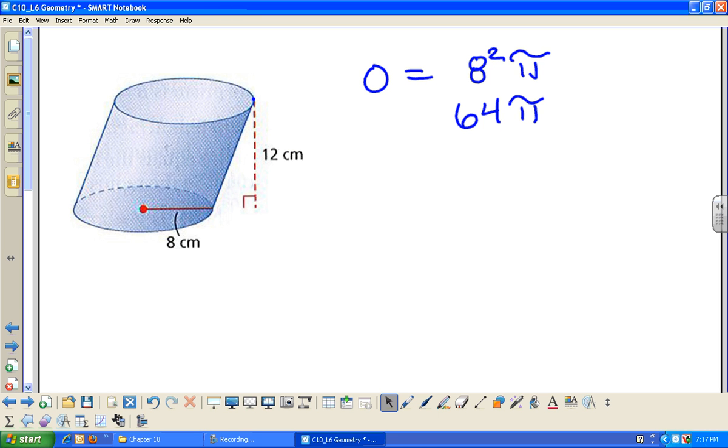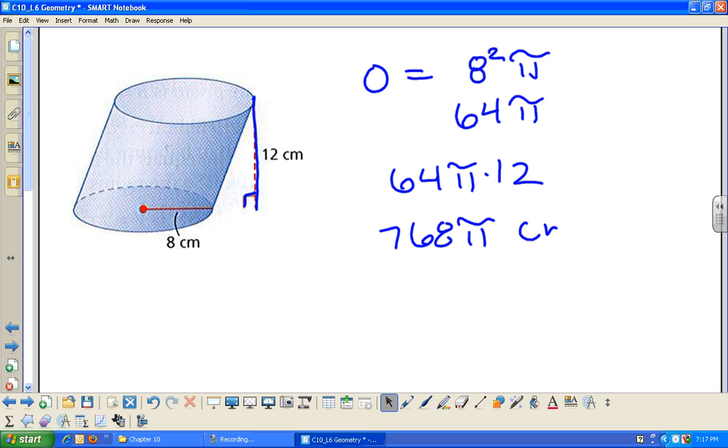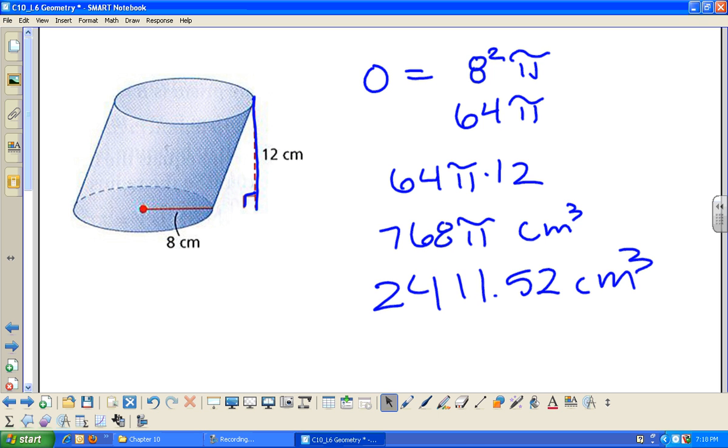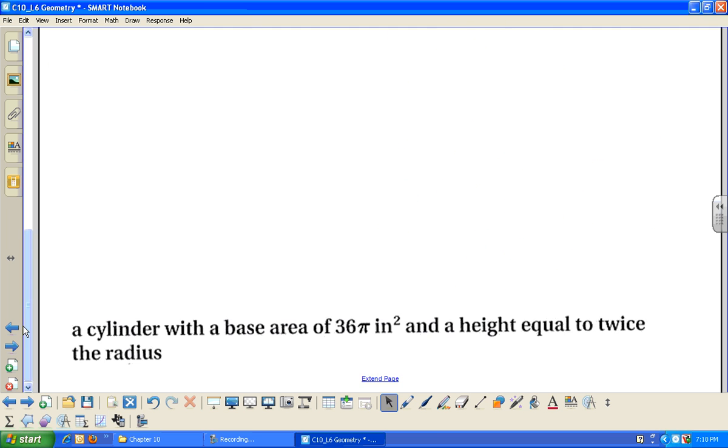Whenever we're talking about height of any 3D shape, it always creates a right angle. Height always creates a right angle. So here my height is 12. So I say take 64 pi times 12, which would be equal to 768 pi centimeters cubed. Or if you multiply that out, it would be 2,111.52 centimeters cubed. Again, units for volume is always cubed.